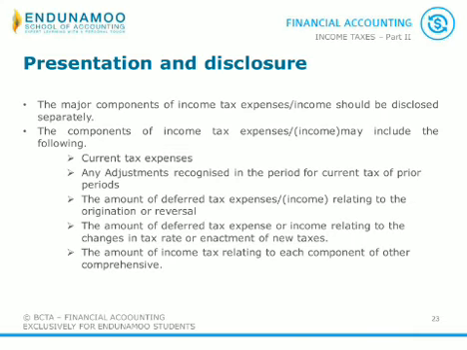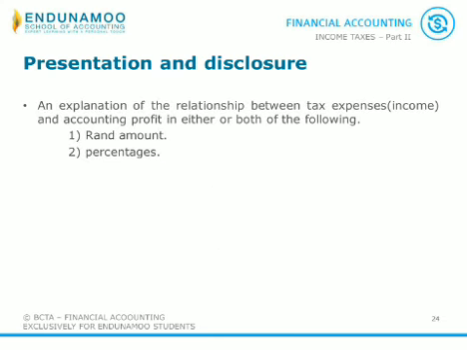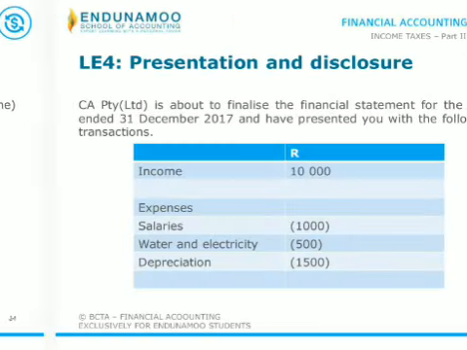So like I said, tax is future thinking, forward thinking. You've done your calculation, news comes out that this tax rate is actually going to change, then obviously an adjustment as a result of a tax rate change arises, and that's an adjustment that you need to disclose. And the amount of income tax relating to each component of other comprehensive income. And an explanation of the relationship between tax expense or tax income and accounting profit in either or both of the following. So it needs to be disclosed as a rand amount as well as percentages.